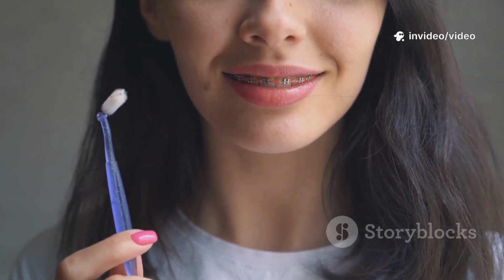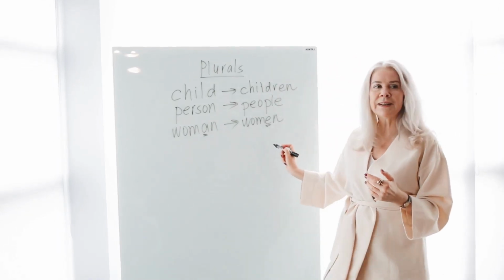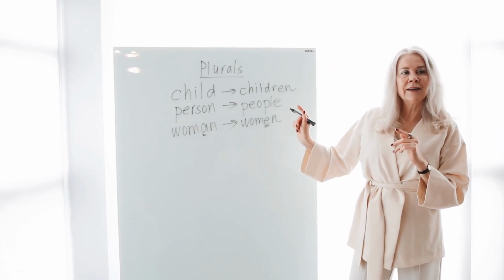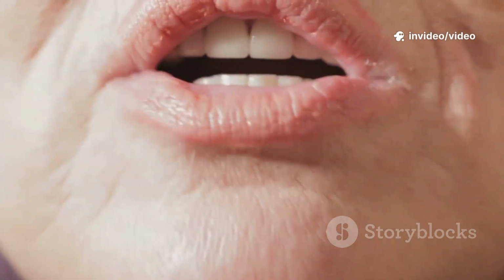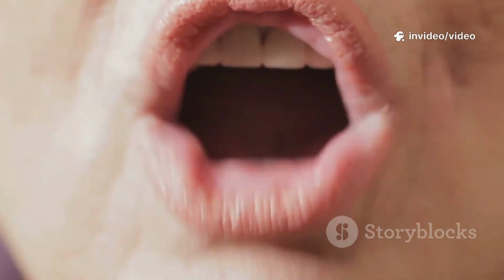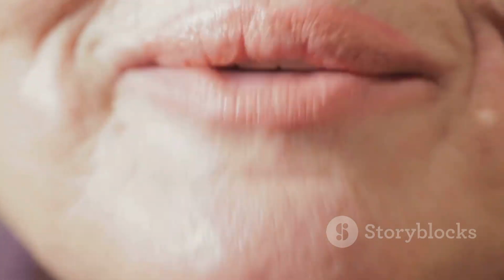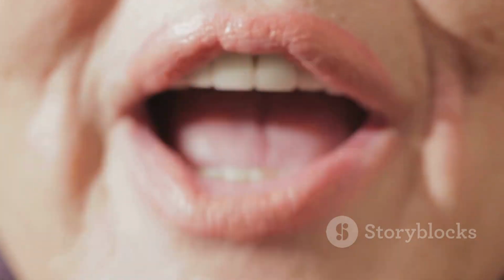Similarly, one woman becomes two women. Be careful with the pronunciation here. Woman becomes women. Let's practice that. Woman, women. Other examples include one tooth becoming a set of teeth and one foot becoming two feet. A goose becomes a flock of geese, and a mouse becomes a group of mice.